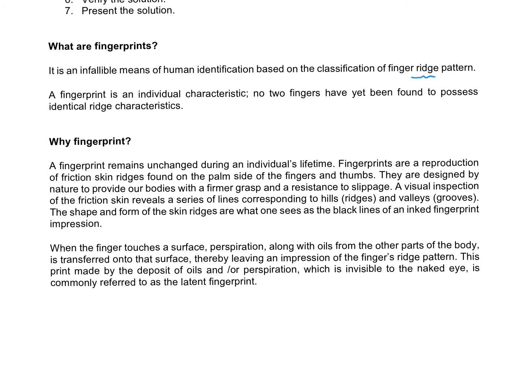When a finger touches a surface, perspiration, your sweat, along with oil from other parts of the body is transferred onto the surface. So it leaves an impression of the finger ridge pattern. This print made by the deposit of oil or sweat, which is invisible to the naked eye, is commonly referred to as the latent fingerprint. You may see the latent fingerprint if you bend to a certain angle and it's very faint, but most of the time you won't be able to see it. That's why we have certain chemicals to make the latent fingerprint visible to the naked eye.